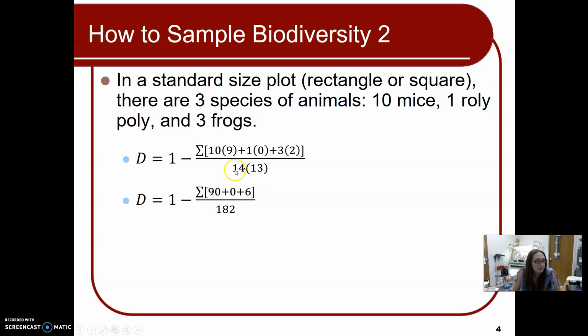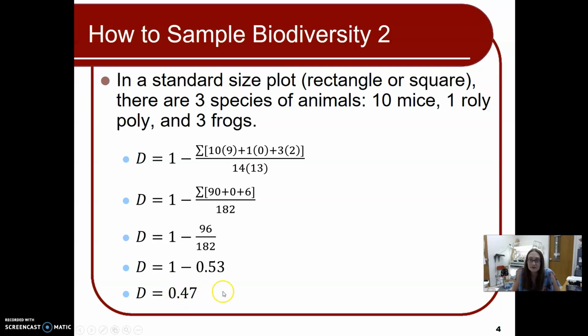Next, we're going to add these all up. But underneath, we have 14 times 13. Had to do that one on the calculator. That was 182. So we add all the top ones up, 90 plus 0 plus 6, and you get 96, divided by 182. That is 0.53. So when we have 1 minus 0.53, you get a diversity of 0.47. So it's below average, but that's okay. We want that number to be high, though.